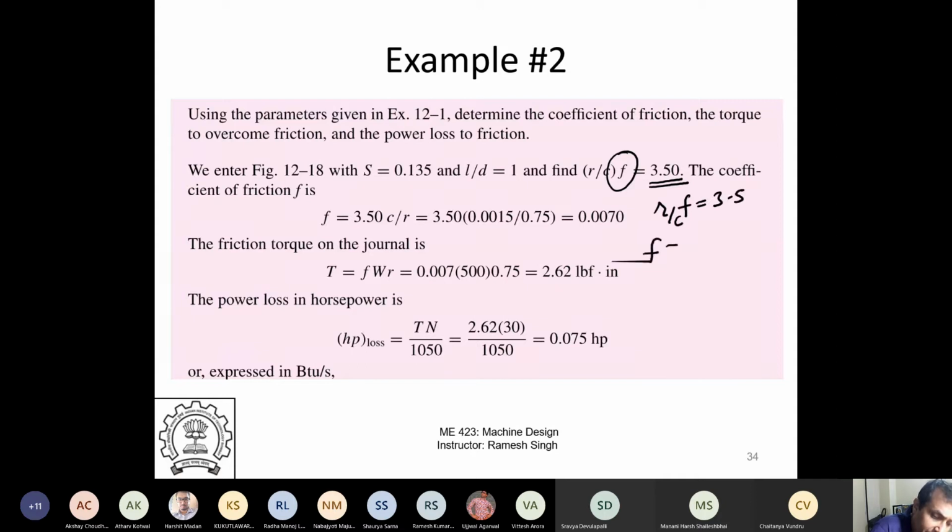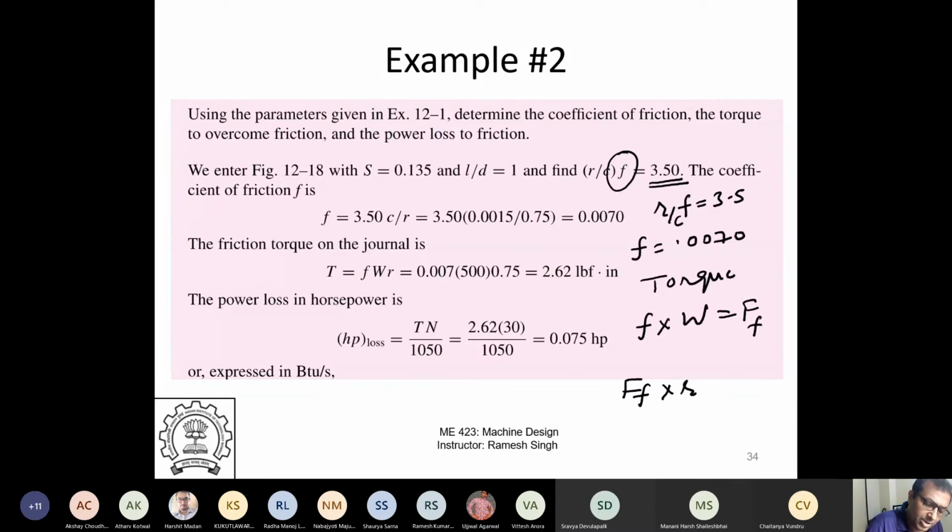So friction is nothing but 0.007. If you do all the math, you know R is 0.75 and C is 0.0015. So you can find out the coefficient of friction is nothing but 0.0070. Now if I have to find the torque and the power, I know that the coefficient of friction times W is the frictional force, right? That's the load. So this is the frictional force. Now, torque will be nothing but the frictional force times the radius. So I can find out torque is equal to F W R.